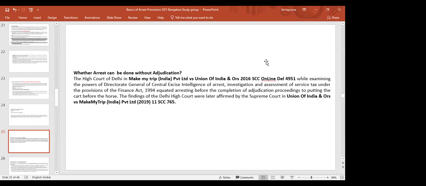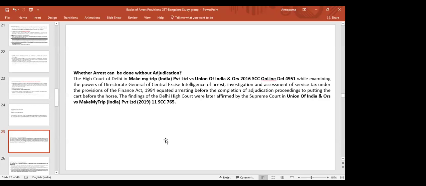Still applicable. Okay, sir. There they have stated that arrest, investigation and assessment of service tax were equated, that is, arresting before completion of it. But why have they not brought a similar provision, sir? And even in VAT, I was saying, there was no such specific section for arrest, sir. So in that they could not arrest. So that is why all these illegal things were going on, no? Yes, sir.